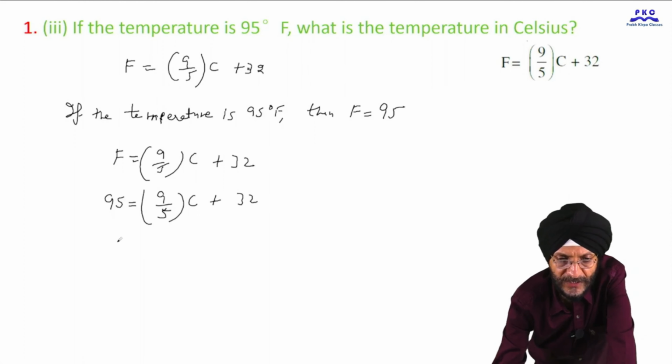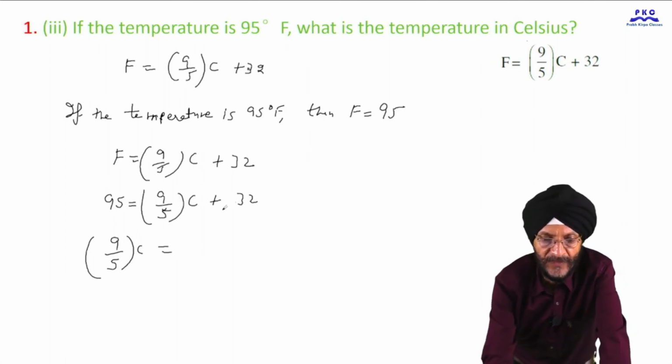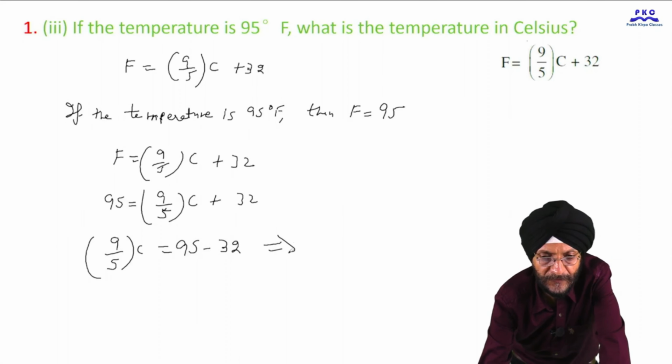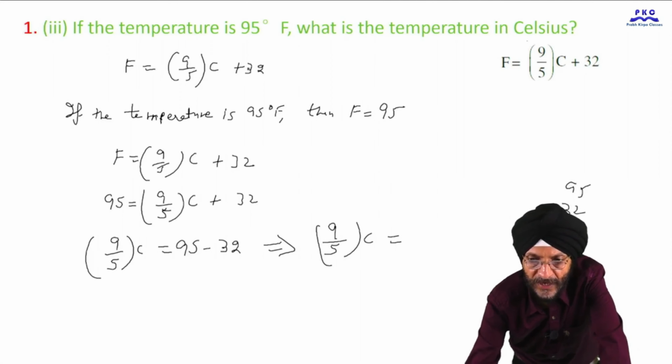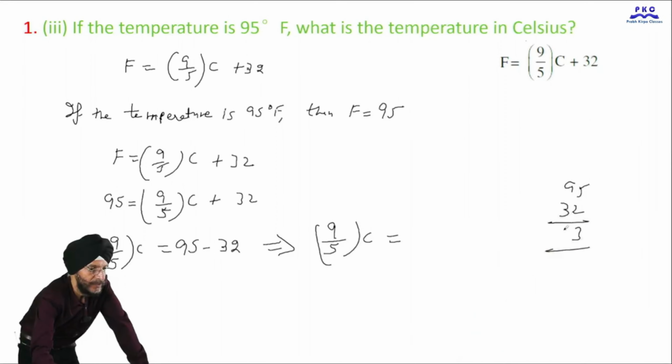We can also write it as 9 over 5 C into 95 minus 32. Now what will it become? It will become 95, we subtract 32 from it, it becomes 63.